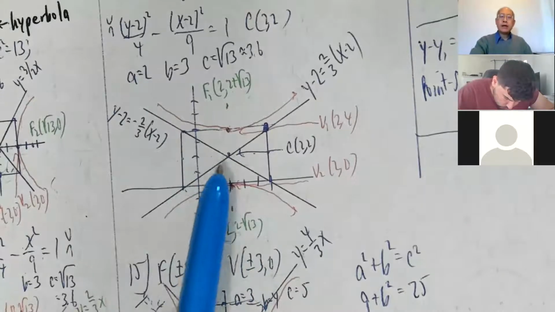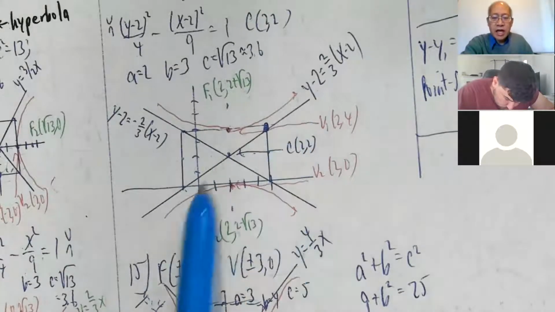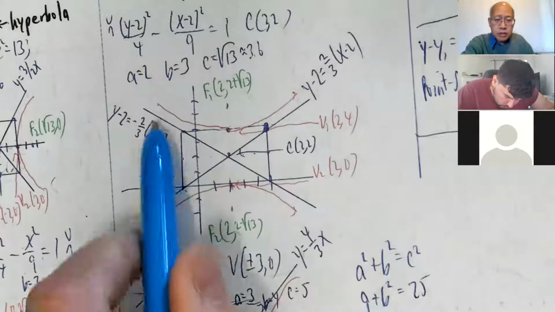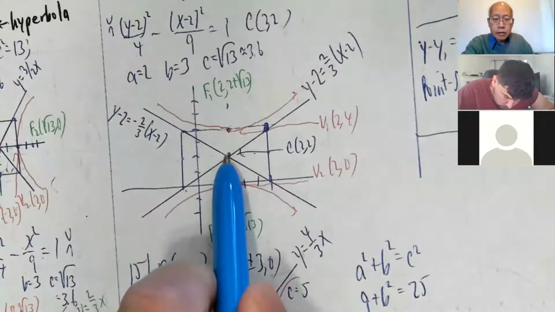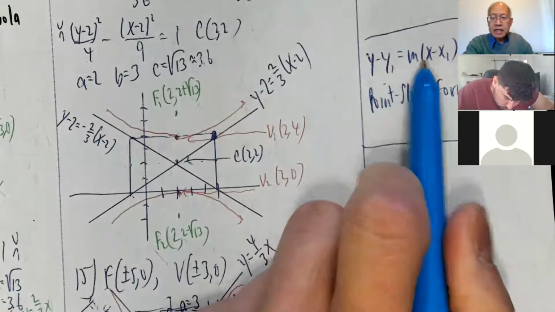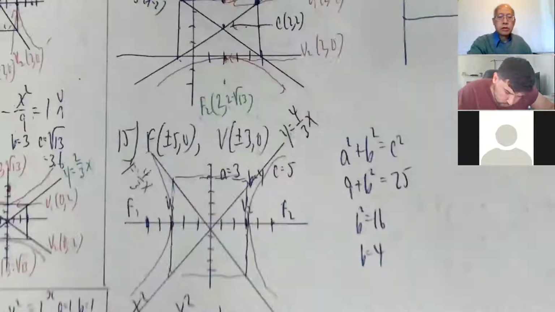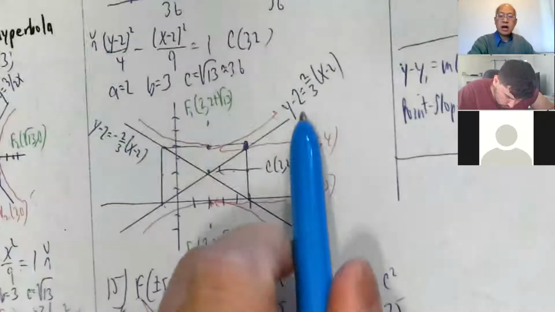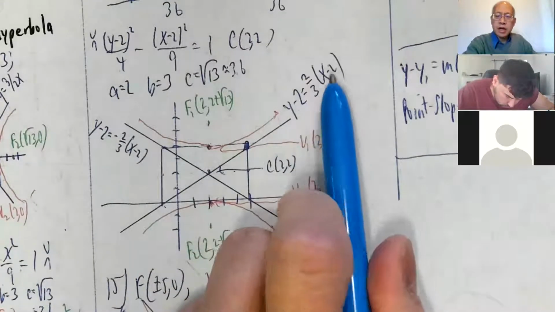Okay. Last thing is, how do I do the funny asymptotes? Well, for both of these two, you've got the same point, 2, 2. So y minus y1 is 2 equals m, x minus x1 is also 2. So automatically, I'm going to have y minus 2 equals something, x minus 2.